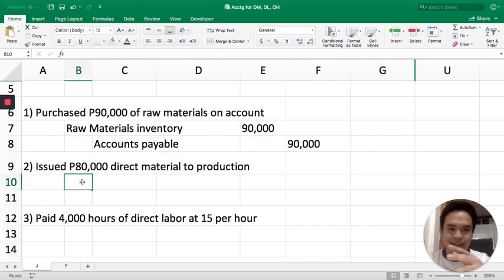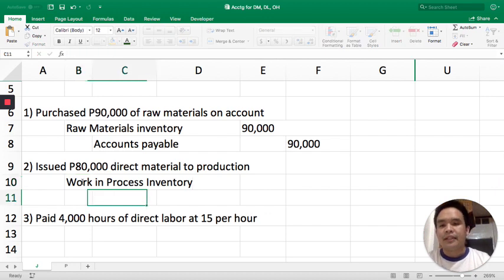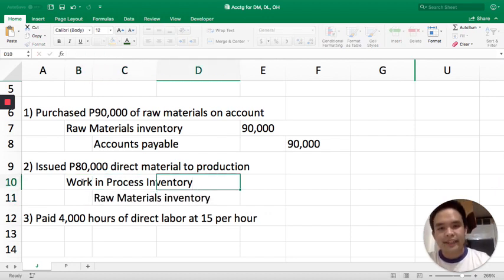Next, issued 80,000 direct material to production. So, after buying, issue to production. Again, if it's put into work, then debit work in process inventory. And credit the raw materials inventory. Yung 80,000 na yun.